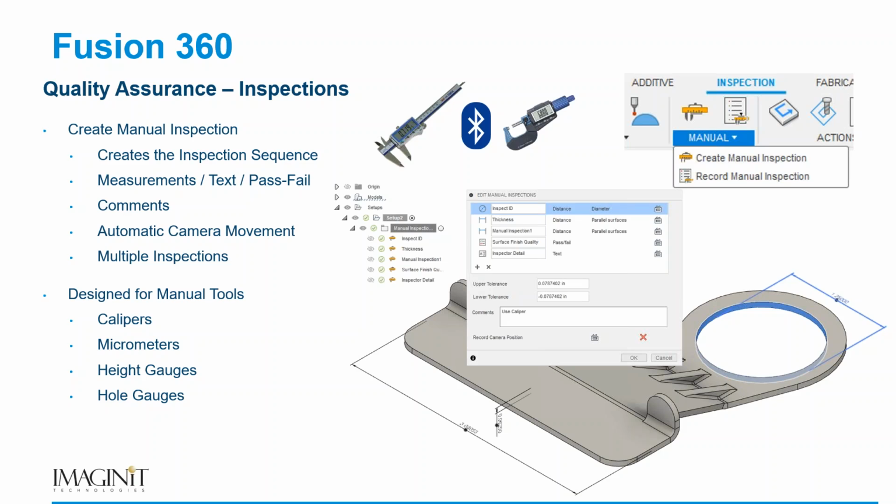You can do things here by taking measurements. You can do text input. You can do pass-fail operations. And you can actually set up multiple inspections for different people. So if you have an inspection that gets done at the first stage of manufacturing, you can create an inspection for that user. If you have a final inspection, you can create it at the final stage. And this is really designed for anyone using manual tools. So calipers, micrometers, height gauges, hole gauges. And if you have Bluetooth enabled ones, which I do here today, I'm going to use like a Bluetooth caliper. I can take the part, measure the value, and it automatically inputs the value into Fusion 360 for me via Bluetooth.